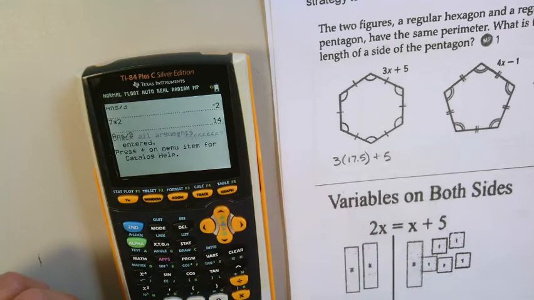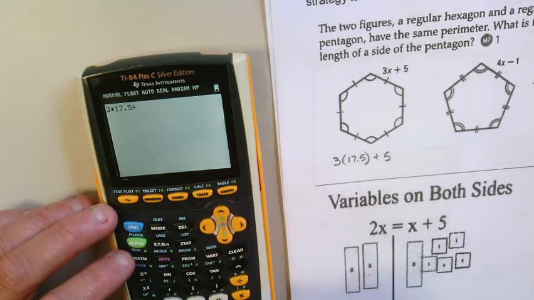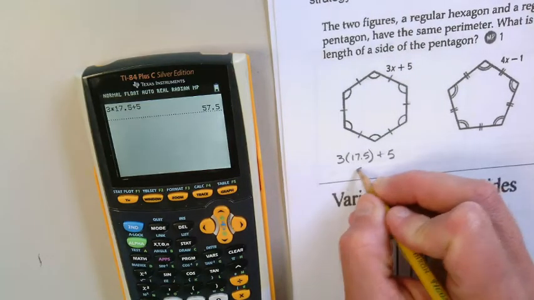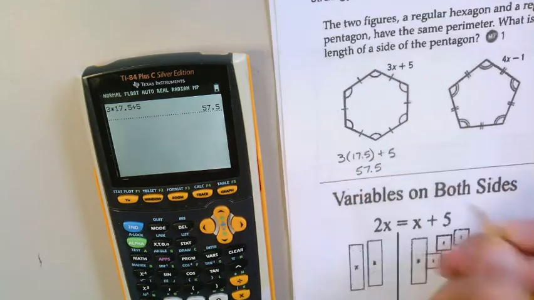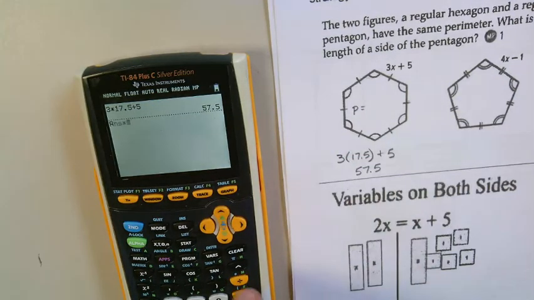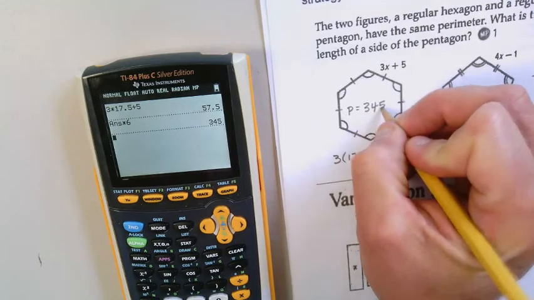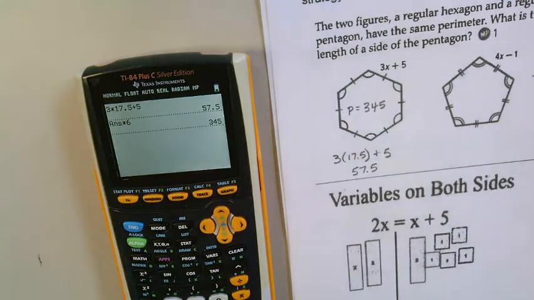Let's go 2. Okay, and we're going to add in 5. I forgot to put the 5 there. Okay, that would be 57.5 for one side length. So the perimeter would actually be 6 times that. So 345 units, whatever that would be.